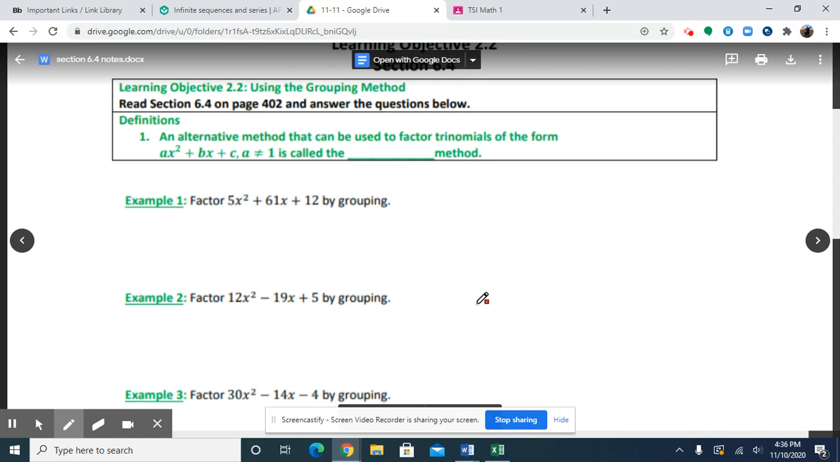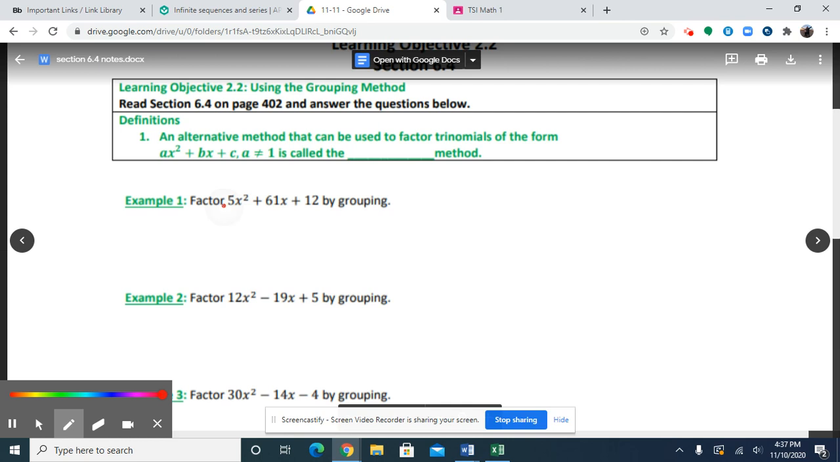Now, let's start with example 1, where our first thing should always be to look out for something that we can factor out right from the beginning. In this case, we really can't because 5, 61, and 12 don't have any common factors, especially because 61 is a prime number.